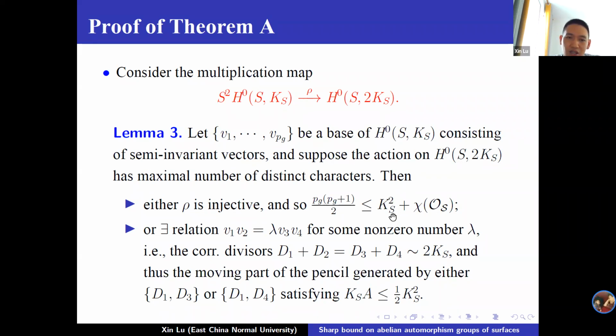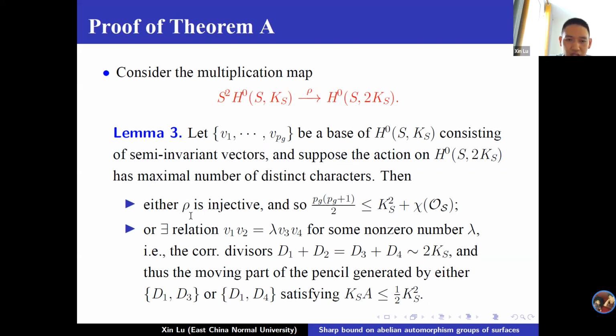Then we get that either this map is injective. If this map is injective, then of course we have this inequality, because the dimension of the first space is pg times (pg plus 1) over 2. And the dimension of the second space can be computed by the Riemann-Roch theorem. This is Ks squared plus chi of O_S.